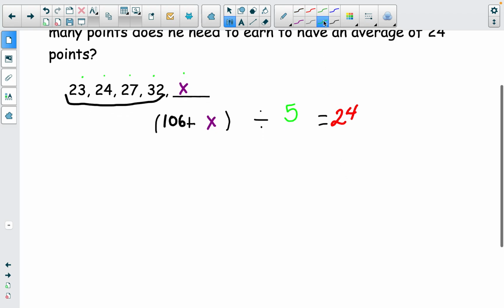If you said we need to neutralize or get rid of the divide by 5, you are correct. What do we need to do in order to neutralize or get rid of that divide by 5? Yes, we need to do the inverse of division. We will multiply because that is the inverse. If I multiply by 5 on the left, what will I do to the right? If you said multiply by 5, nicely done.